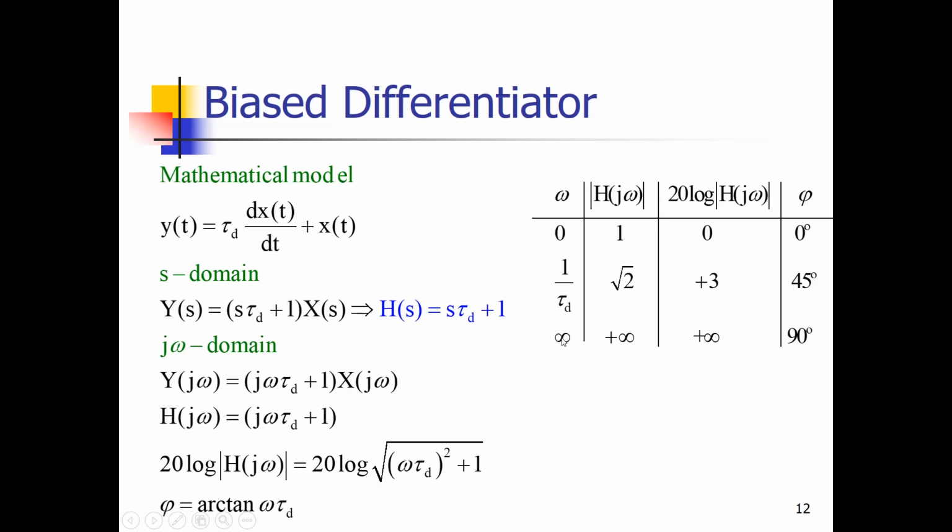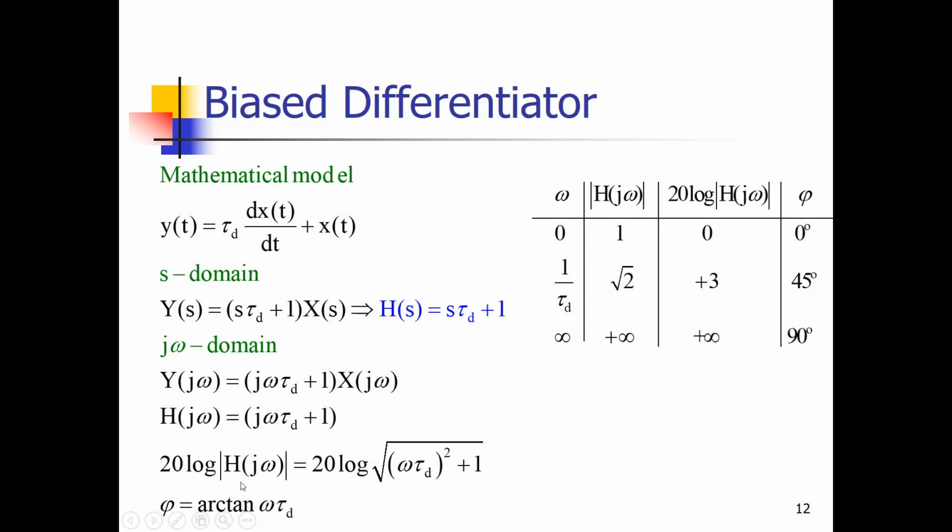When omega goes to very high or infinite values, we get an infinite value over here. So 20 times the log of an infinite value is also an infinite value. And exactly at my crossover frequency, defined as 1 over tau d, we see that the amplitude is the square root of 1 plus 1, so it's the square root of 2, which in dB is 20 times the log of the square root of 2, which equals 3 dB.